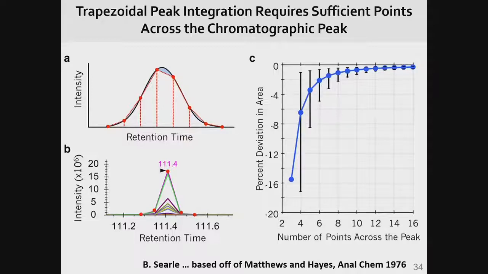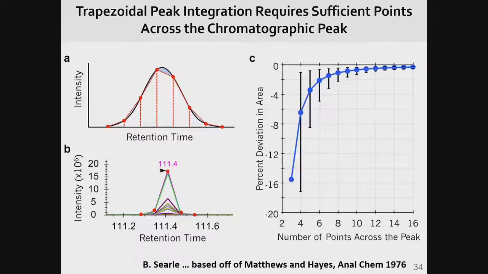And so if you're using trapezoidal integration, like tools such as Skyline do, if you have on the order of around 6 to 8 points across the peak, you're going to end up getting a fairly decent estimate of the peak area. However, if you undersample the peak, your area is going to become a significant under deviation, so an underrepresentation of the actual peak, dependent on the number of points that you have.